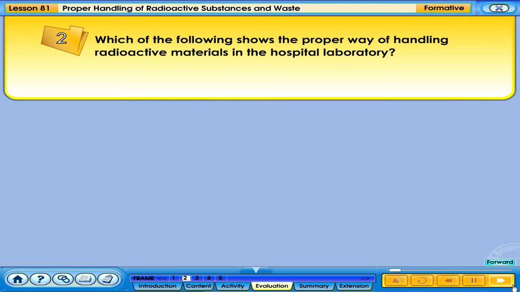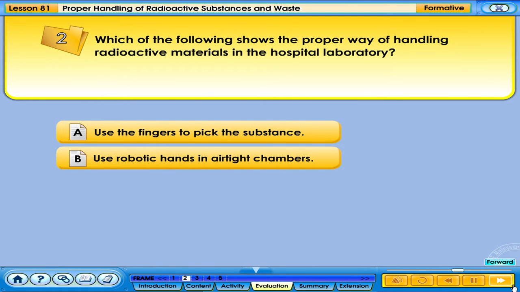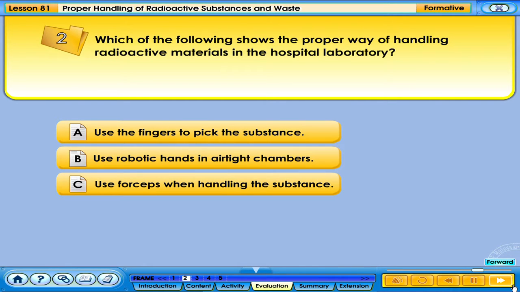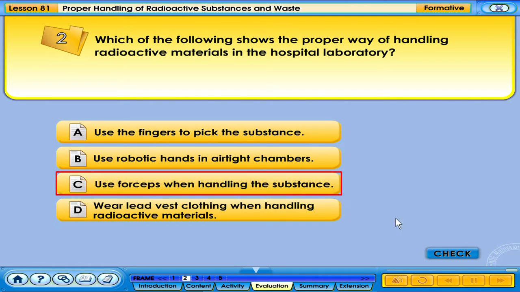Which of the following shows the proper way of handling radioactive materials in the hospital laboratory? A. Use the fingers to pick the substance. B. Use robotic hands in the airtight chambers. C. Use forceps when handling the substance. D. Wear lead vest clothing when handling radioactive materials. Your answer is correct.